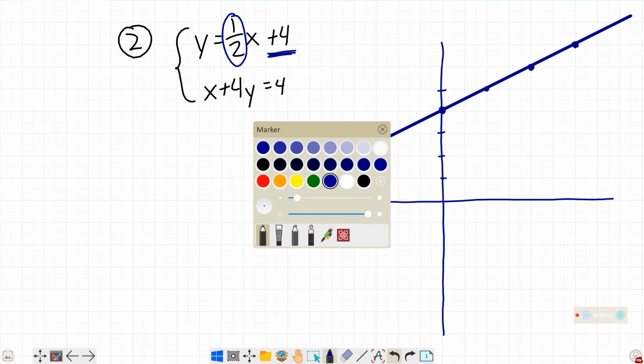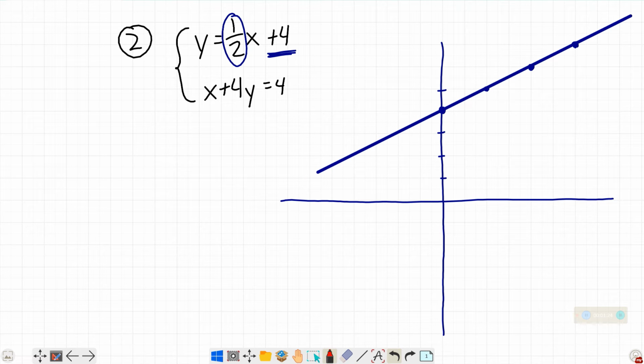And then the second one is going to be done just a little bit differently because it isn't in slope-intercept form. If you wanted to, you can convert it to slope-intercept form by moving the x over and then dividing by 4. Or you can use the intercept version for this. So you're going to find where x is 0 and then where y is 0.